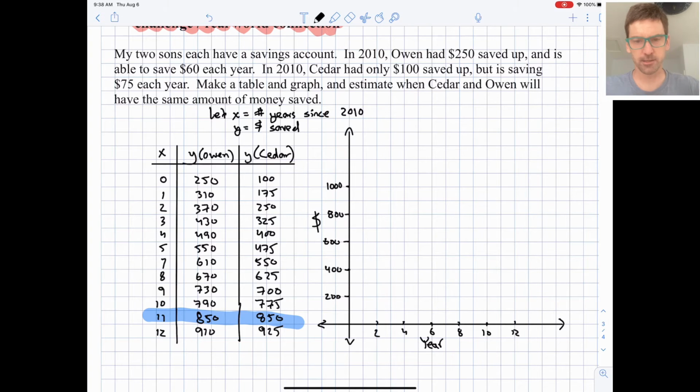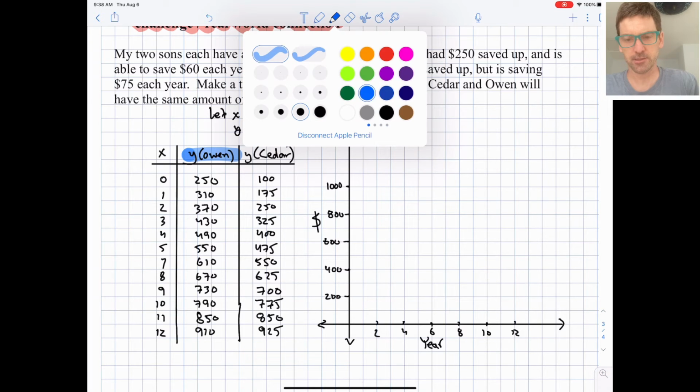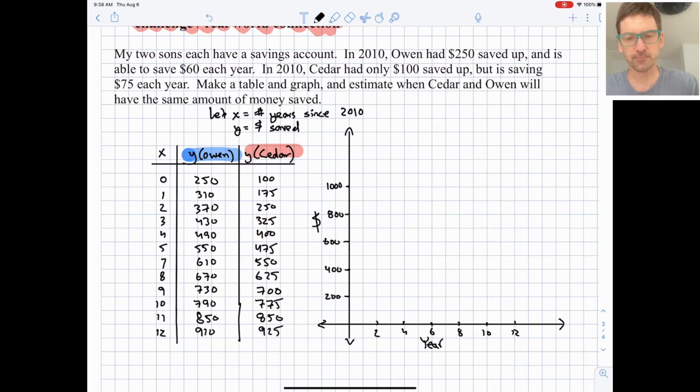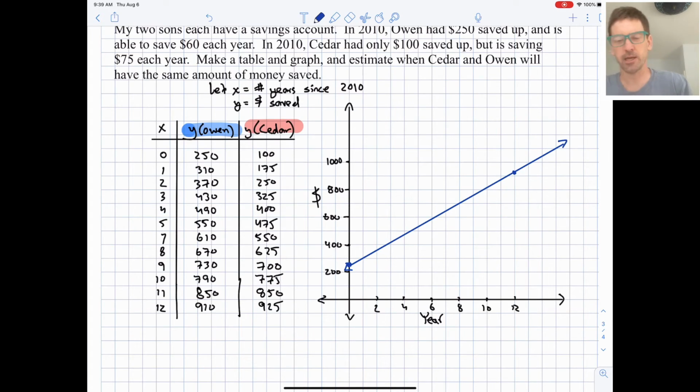And for Owen, let's color coordinate a little bit. So I'll have Owen's be in blue, and I'll have Cedar's be in red. How about? Okay. So let's graph Owen's blue line. He starts at 250 right here. And the easiest way to do this, I think, rather than just going up by 60s and sort of applying the slope to the line, let's just plot the last number. Let's plot 12 and 910. So that's going to be right about there, and we can just connect these points with a line. Okay? And again, we want to try to be as precise as we can with this. We already know what the answer is from the table, but we're trying to see if we can use the graph to get an answer as well.